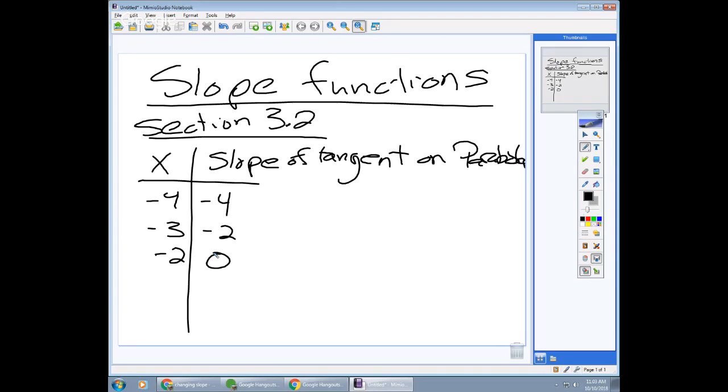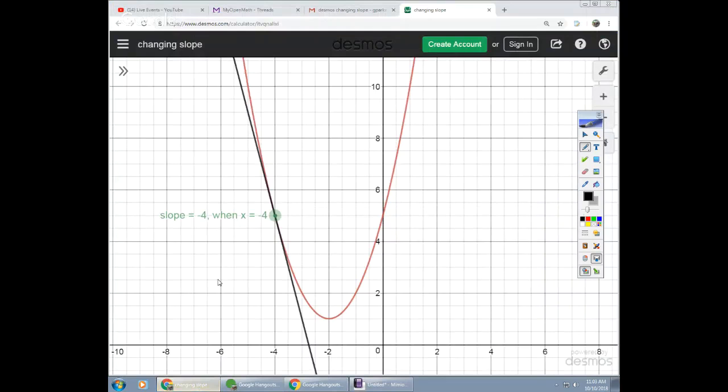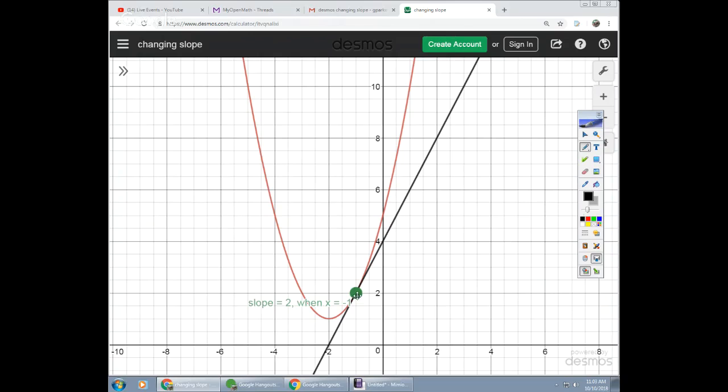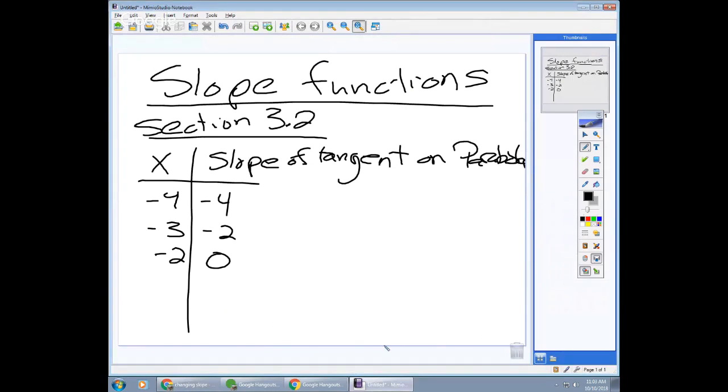Let's look back at the graphical thing, double check. So if I drag that point over here to, where's -3? -3. Yeah, slope was -2. If I drag it down to x equals -2, slope is 0. If I drag over to x equals -1, I get a slope of +2. And if I go over to x equals 0, I get a slope of +4. So let's continue this. -2, 0; -1, slope was 2; and 0, slope was 4.